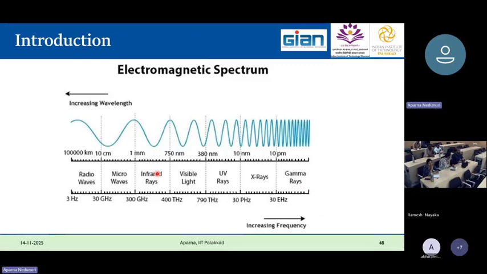X-rays are one among the electromagnetic spectrum. They are located after UV rays. They have low wavelength, which means they have high frequency. If we compare this with the energy, as everyone knows, E equals hc by lambda. So the lower the wavelength, the higher the energy. So these rays contain a lot of energy.